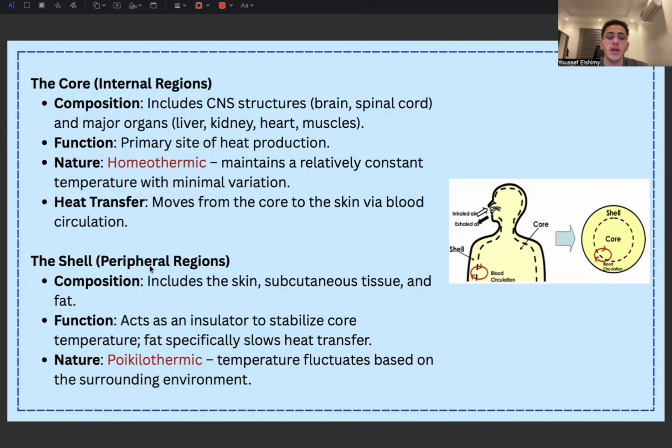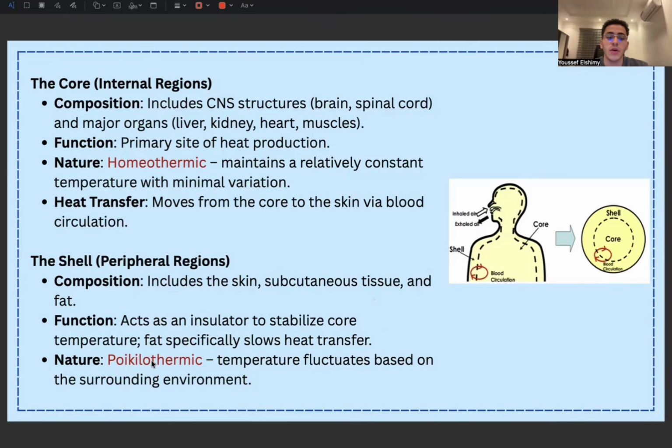Then moving on to the shell, which includes the peripheral regions. It includes the skin, the subcutaneous tissue, as well as the fat. And what is the function of the shell? It acts as an insulator to stabilize the core. So in order to prevent heat loss, for example, or a lot of heat going to the core, it acts as an insulator to stabilize the temperature of the core. And fat is specifically important because it slows heat transfer. It acts as a good insulator in order to prevent any heat loss coming from the core or any extra heat that is going to the core in order to maintain the temperature.